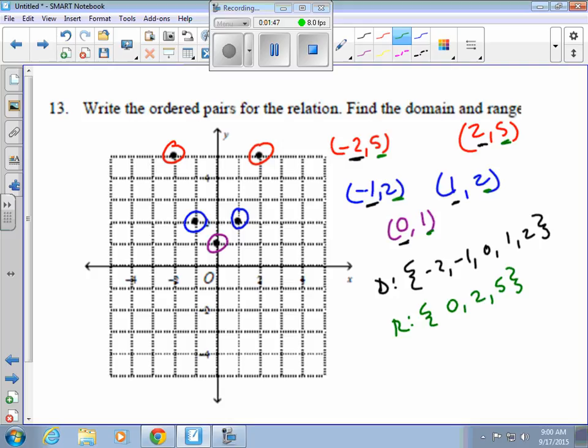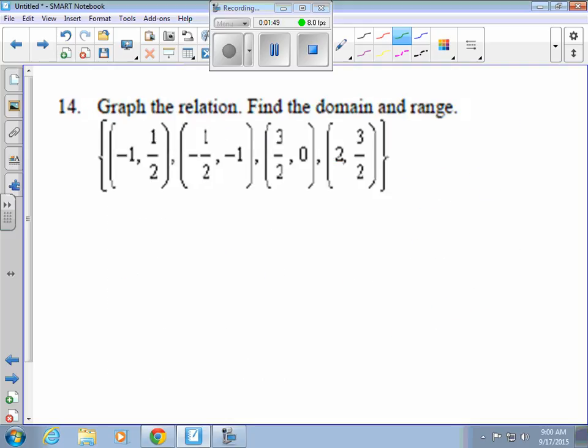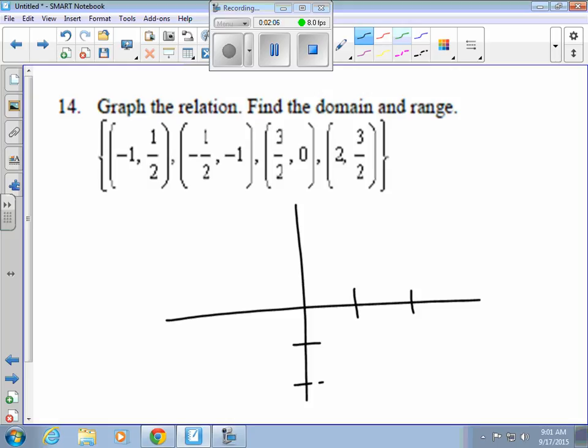Hopefully I can make fewer mistakes on number 14. It says to graph this relation, then find the domain and range. Just graph each one of these. Notice none of these numbers, even though they have fractions like 3/2, that's just 1.5, go past the number 2. So if you go 1, 2 in each direction, you'll have plenty of space on your graph, and you can show the halfway points a whole lot easier.